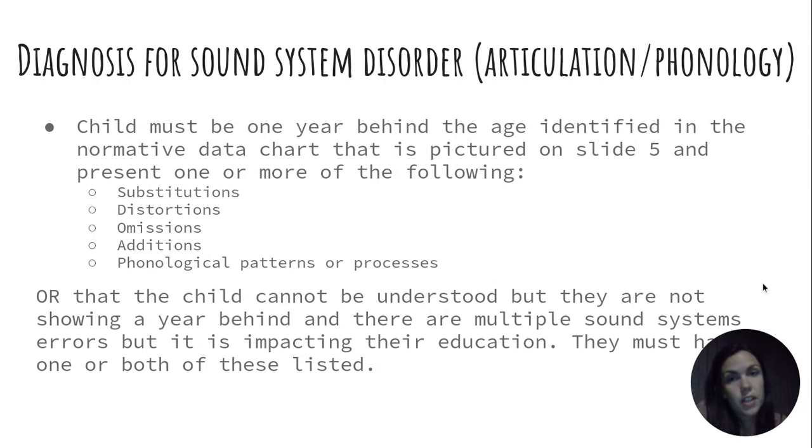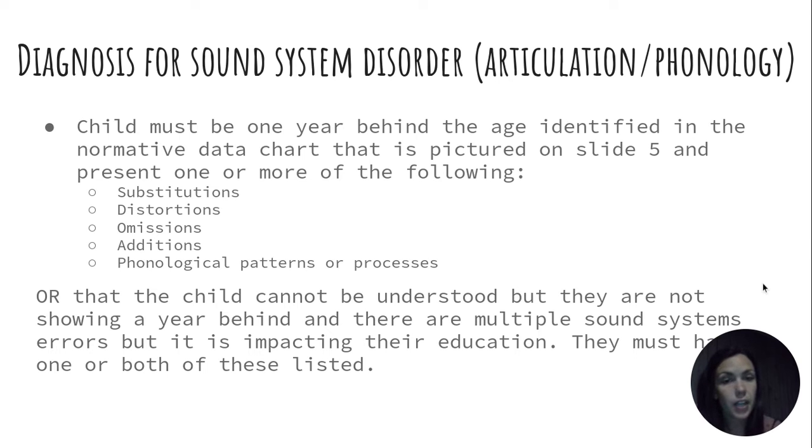Diagnosis for sound system disorders: we're going to talk about articulation and phonology. So a child must be 1 year behind the age identified in the normative data chart that is pictured on slide 5. So that slide that I just showed you, the child must be 1 year behind the age identified and present one or more of the following: substitutions, distortions, omissions, additions, or phonological patterns of processes.